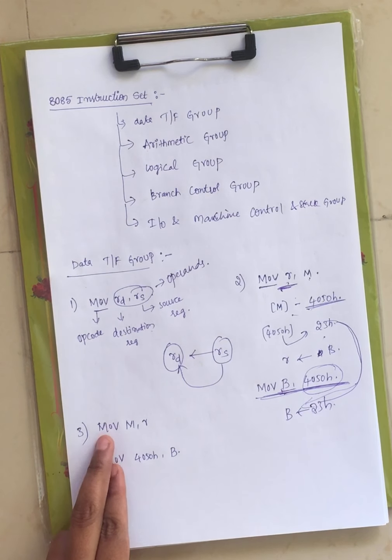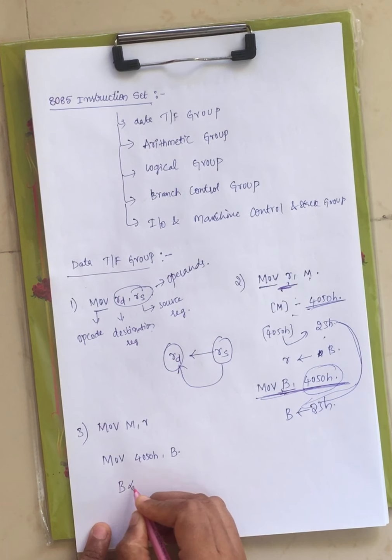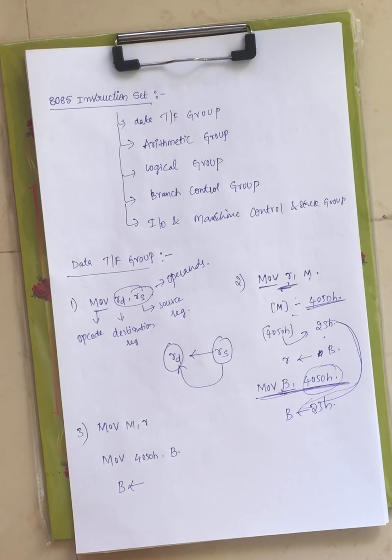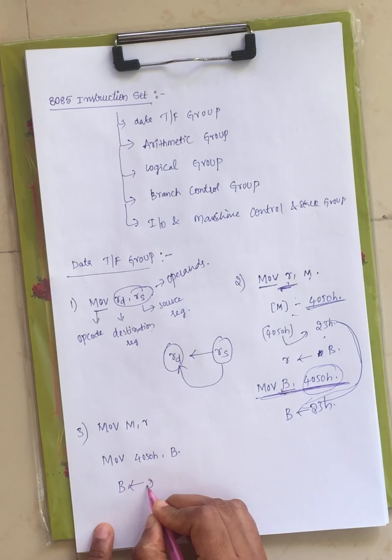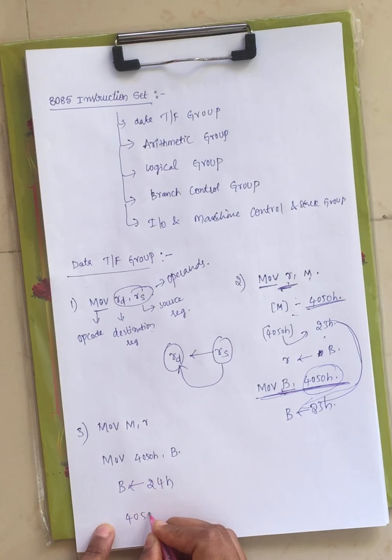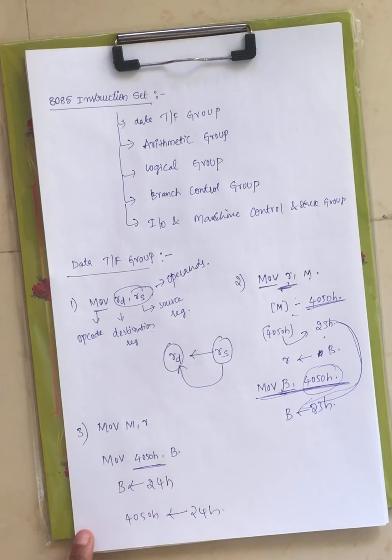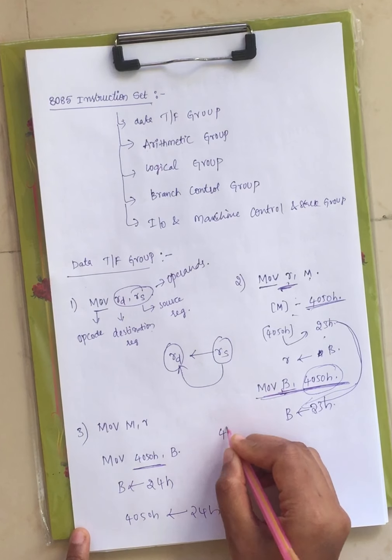Now coming to the next instruction, MOV M comma R. I can give an example, MOV 4050H comma B. B is storing some data. B is nothing but a register, which is an 8-bit register. It is storing some data, say 24H. This 24H is moved to the memory location specified in the given instruction. Contents of register R are moved to the memory location specified within the instruction.